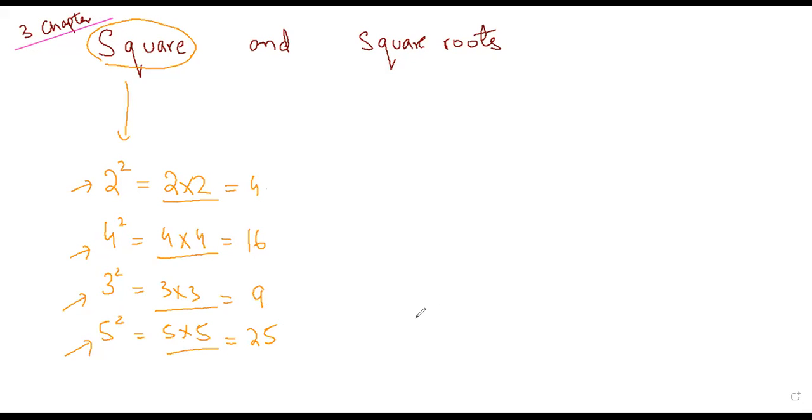ठीक है? Now we know square of a number is just multiplying that number itself, and this is how we denote it. हम उस number के ऊपर we just write down a small 2 and it means you need to multiply that number with itself. This is all about squares. ठीक है? इसको हम squares कहते हैं. अच्छा.